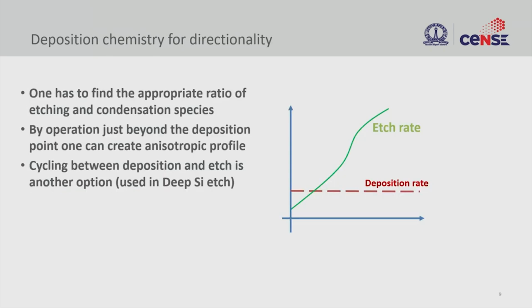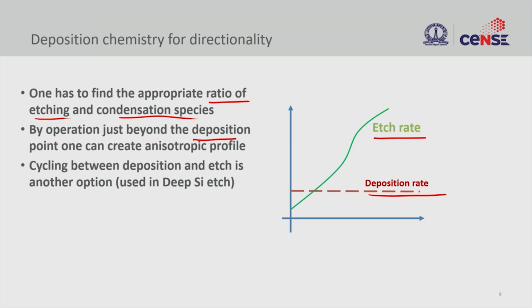So the deposition chemistry depends on the etch rate, because as we saw, you also start depositing. In the earlier case, that was the conclusion. So you generate volatile products, and you also generate non-volatile products. So you should make sure that your etch rates are higher than deposition rates. This is very important. So what is the appropriate ratio of etching and the condensation, or deposition, on the wafer? By operating beyond the deposition point, you can create an anisotropic profile.